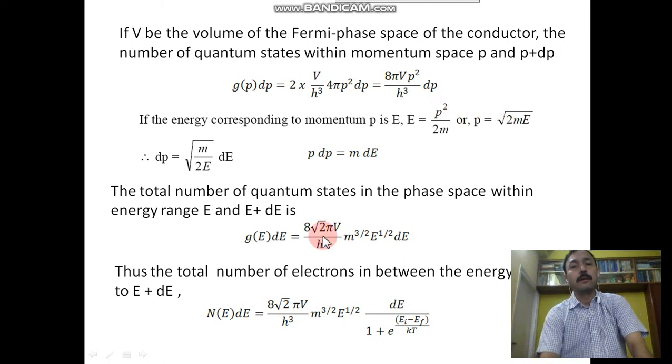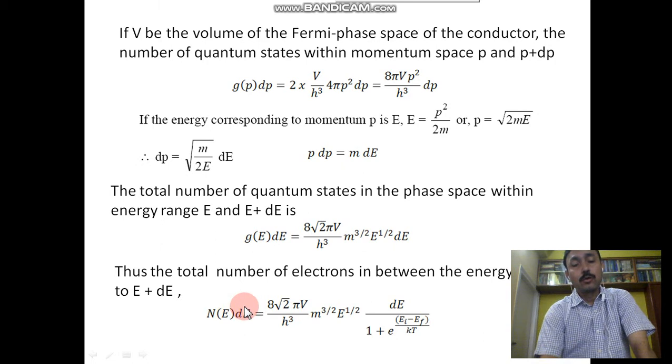Now come to this part. The total number of quantum states in the phase space within the energy range E to E plus dE is G(E)dE equal to 8 root 2 pi V by h cube m to the power 3 by 2 E to the power half dE. Now we are replacing.